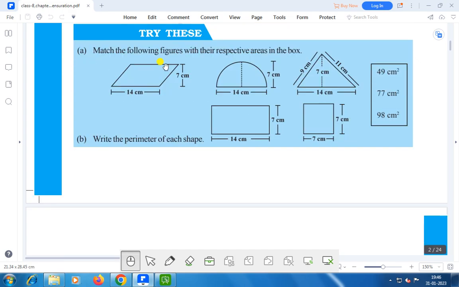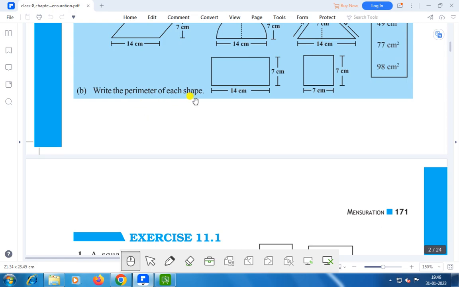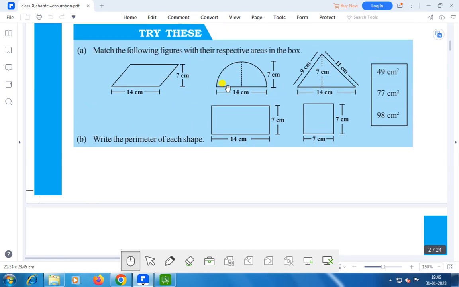Now try this. Match the following figures with the respective areas in the box. Write the perimeter of each shape. You have to find the areas and perimeter of the figures, right?